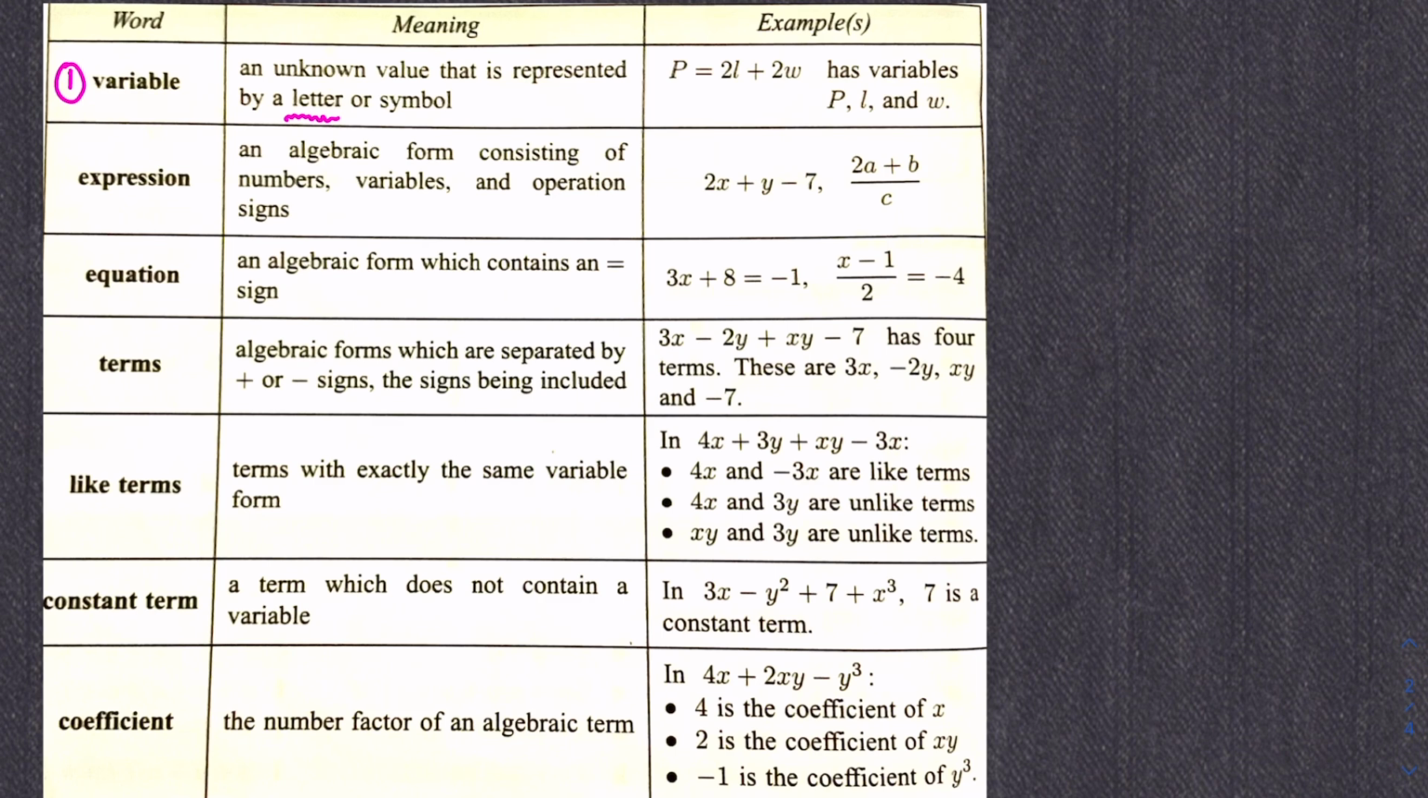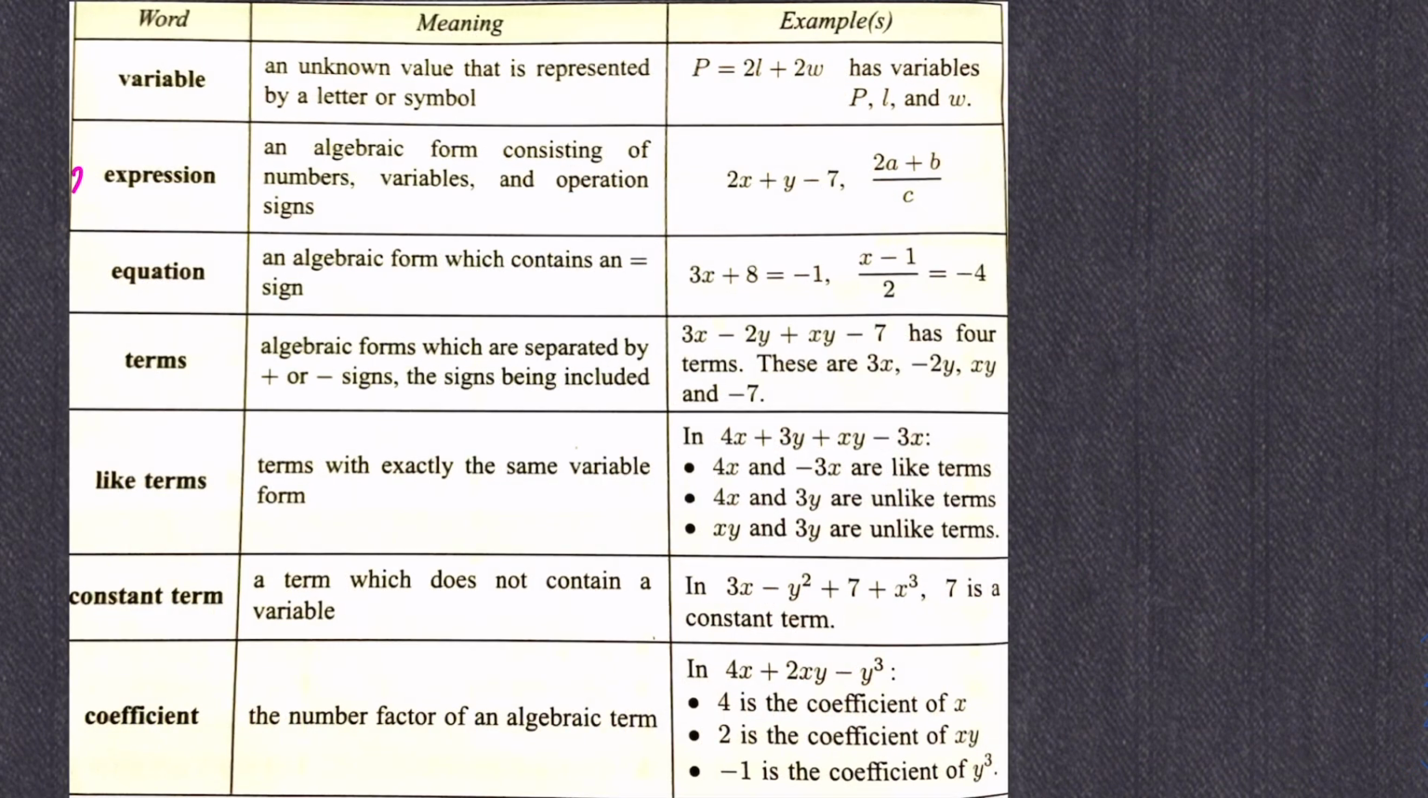So let's take a look at the example. Example given to us says P equals 2L plus 2W. So here we've got to find the ones that are represented by a letter, so P, L, and W. These are the unknown values, and so they are the variables. Another example could be an equation like 2x plus 3y equals 50, let's say. We've got to find the letters. So from here, the x and the y will be variables.